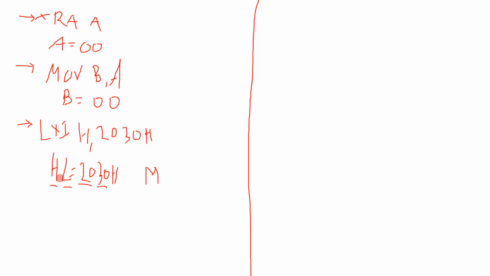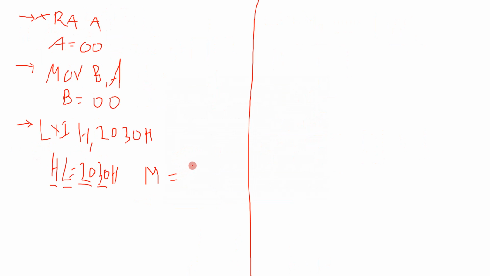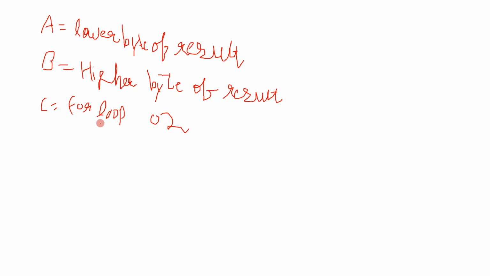In this case, this HL is pointing to the contents of location 2030. So there is M value. What is there at 2030? At 2030 there is 02. We are using LXI 2030 so that I get the M value as 02 and I'll copy this 02 into the C register, because we know that we are going to use the C register to run the loop.